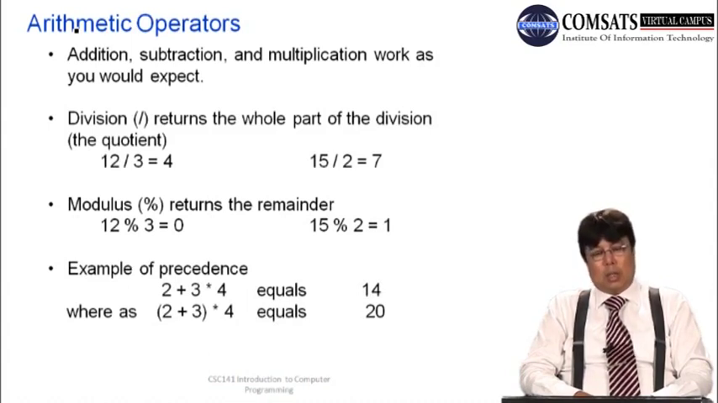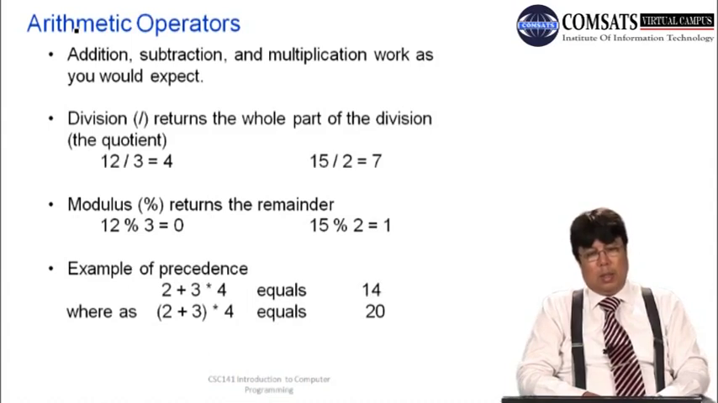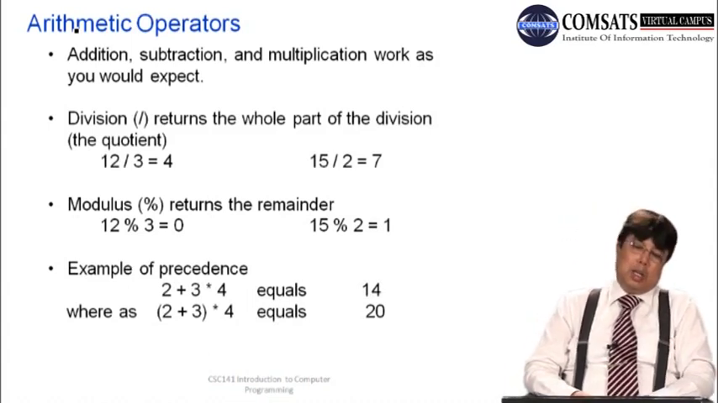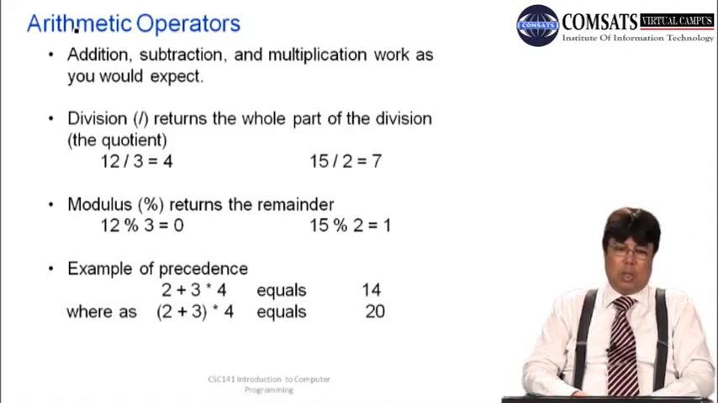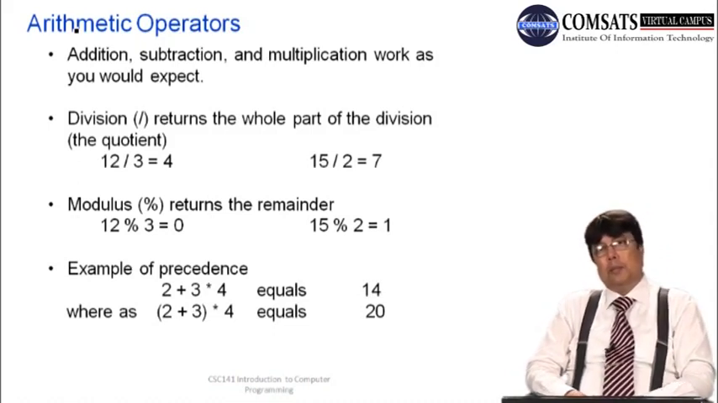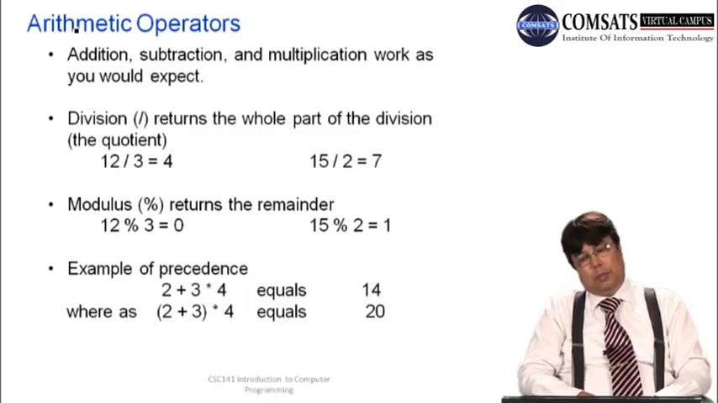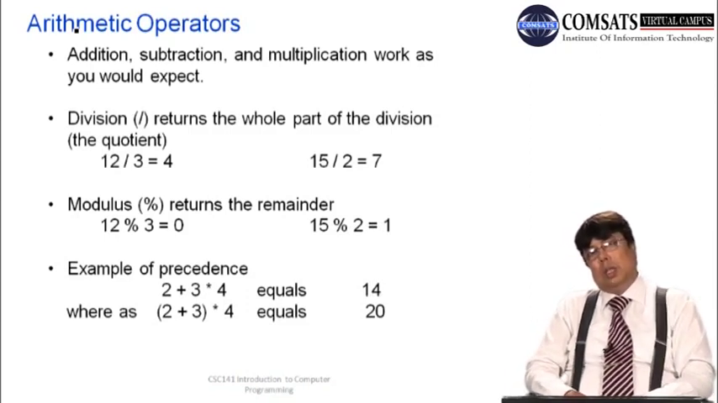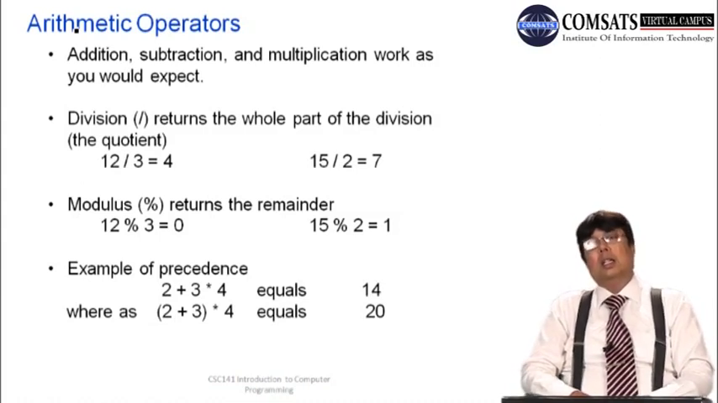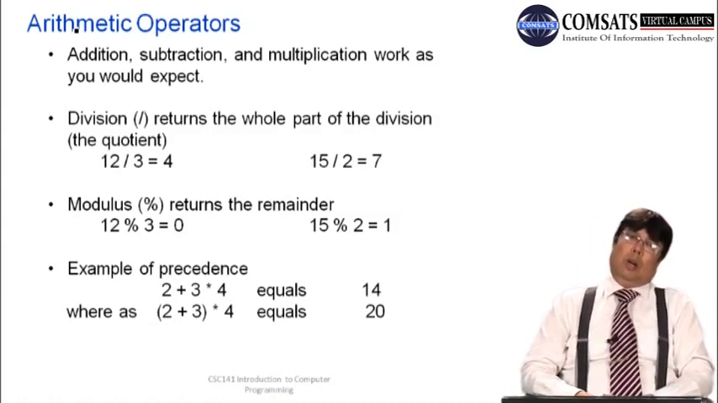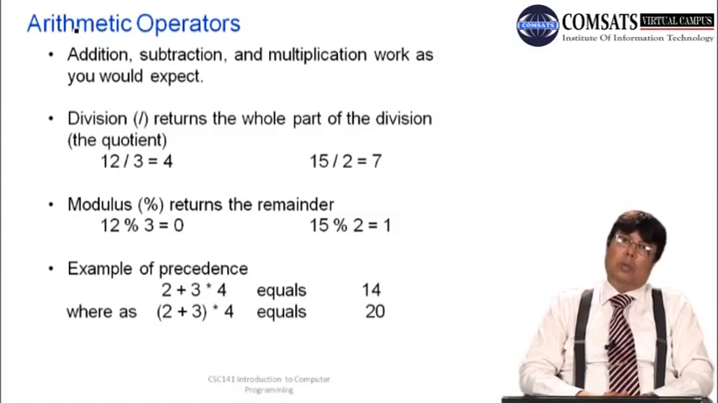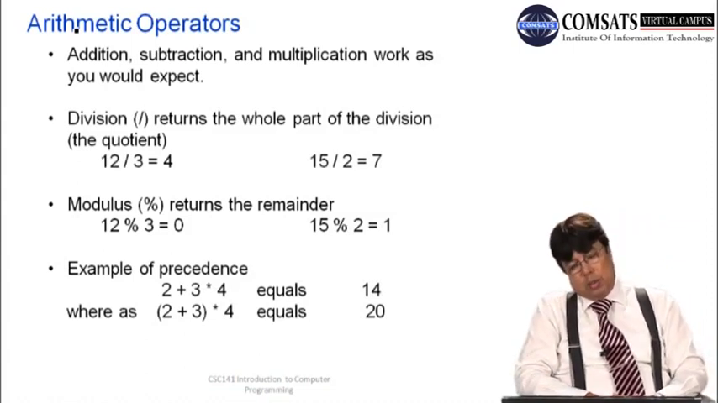So let us talk about the modulus. Percent returns the remainder. 12 divided by 3 में आंसर आया था 4 because 4 was the quotient. 12 modulo 3 answer is 0 क्योंकि remainder is 0. तो इसका जो आंसर आएगा एक्सप्रेशन का वो आएगा 0. 15 modulo 2 the answer is 1 क्योंकि इसका इंटीजर रिमाइंडर जो बचेगा वो 1 होगा. So with modulo we can pick up the remainder. With slash we can pick up the quotient.